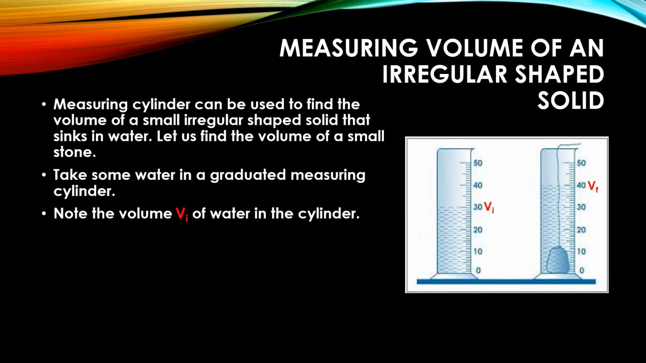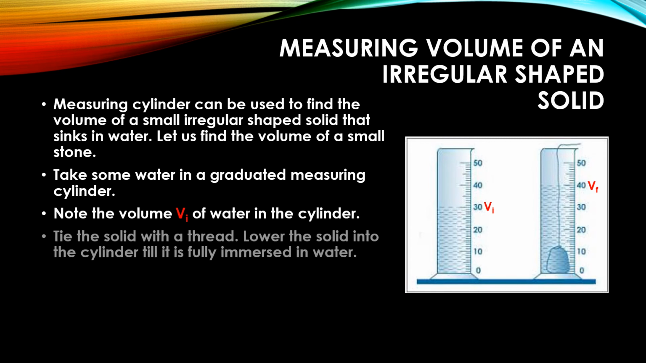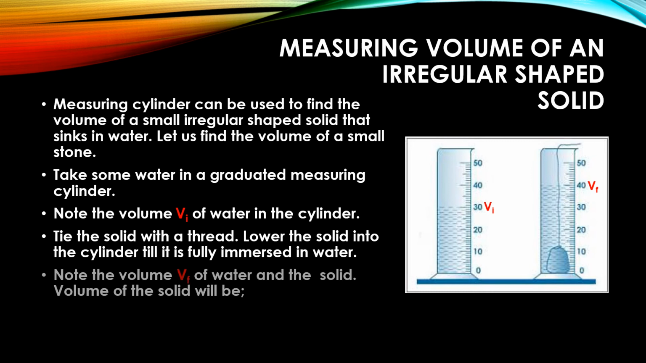Note the volume Vi, the initial volume of water in the cylinder. Tie the solid with a thread. Lower the solid into the cylinder till it is fully immersed in water. Note the volume Vf of water. Vf stands for the final volume, the combined volume of water and solid. Then the volume of the solid, delta V, is equal to Vf, the final volume, minus Vi, the initial volume. That is how we can find the volume of an irregular shaped solid using a measuring cylinder.